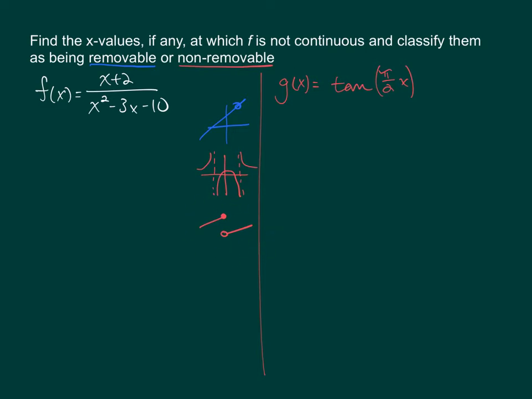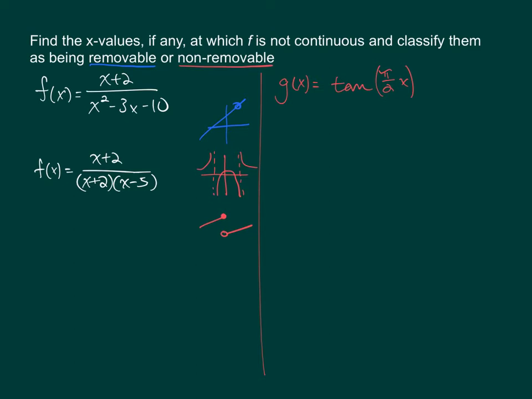So the easiest way to find these, in this example anyway, is to find out where any vertical asymptotes are, or holes in the graph, either one of those. So in order to do that, we need to factor the denominator. So this will be f of x equals x plus 2 over x plus 2 times x minus 5. So there will be two discontinuities here, one at x equals negative 2 and one at x equals positive 5.